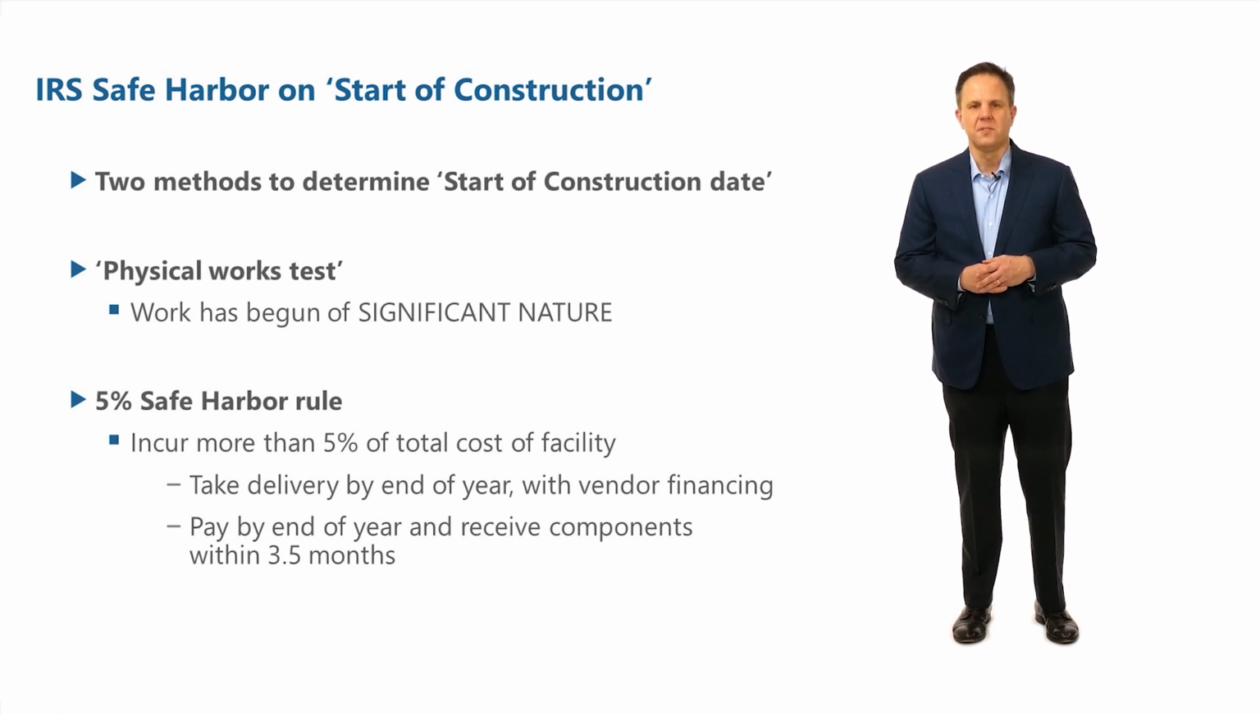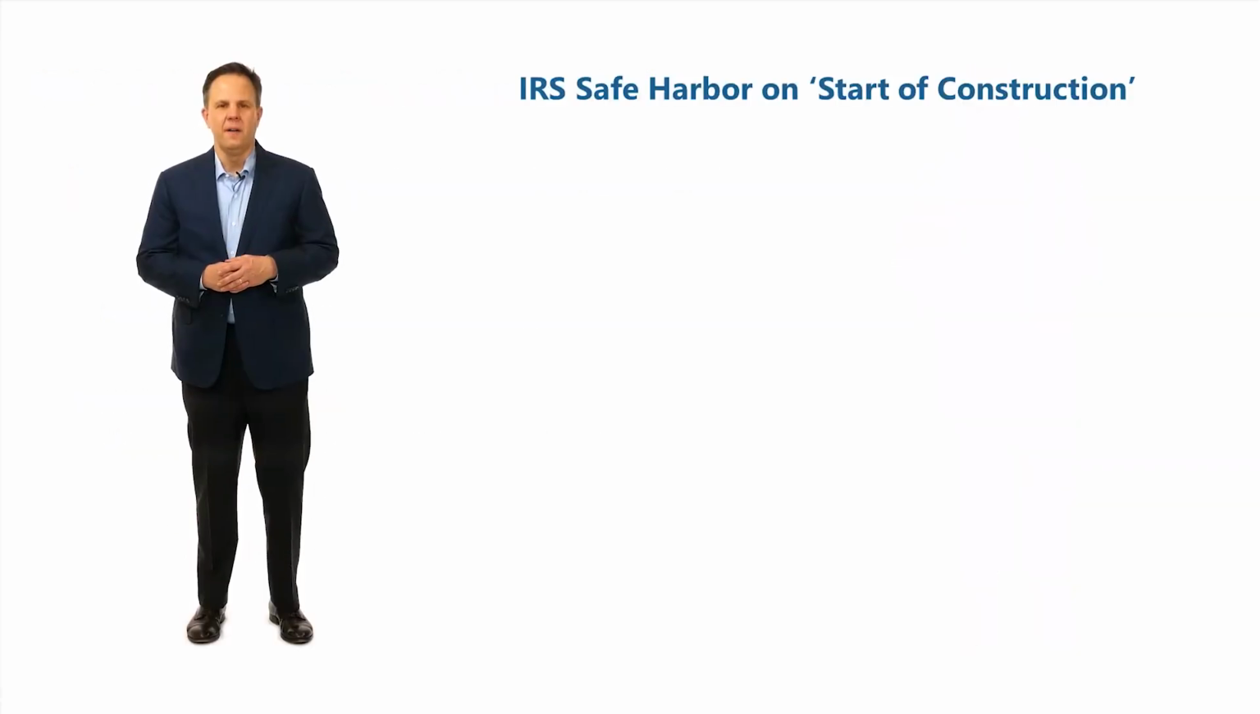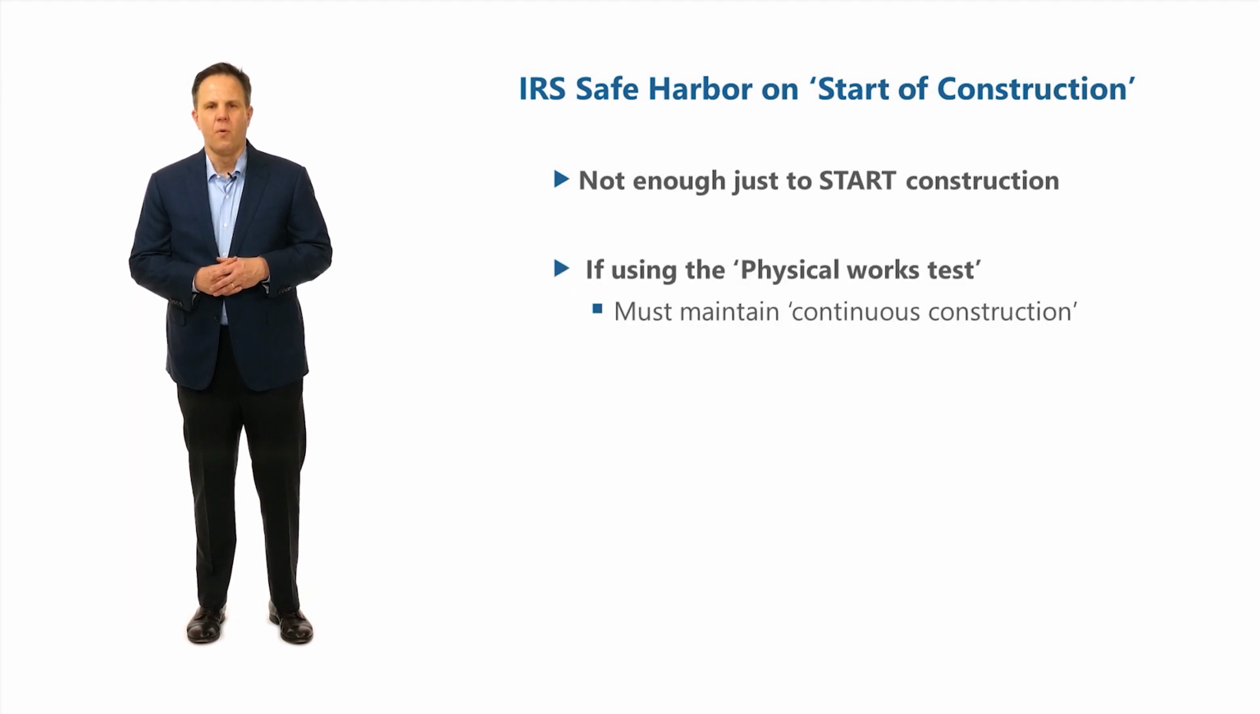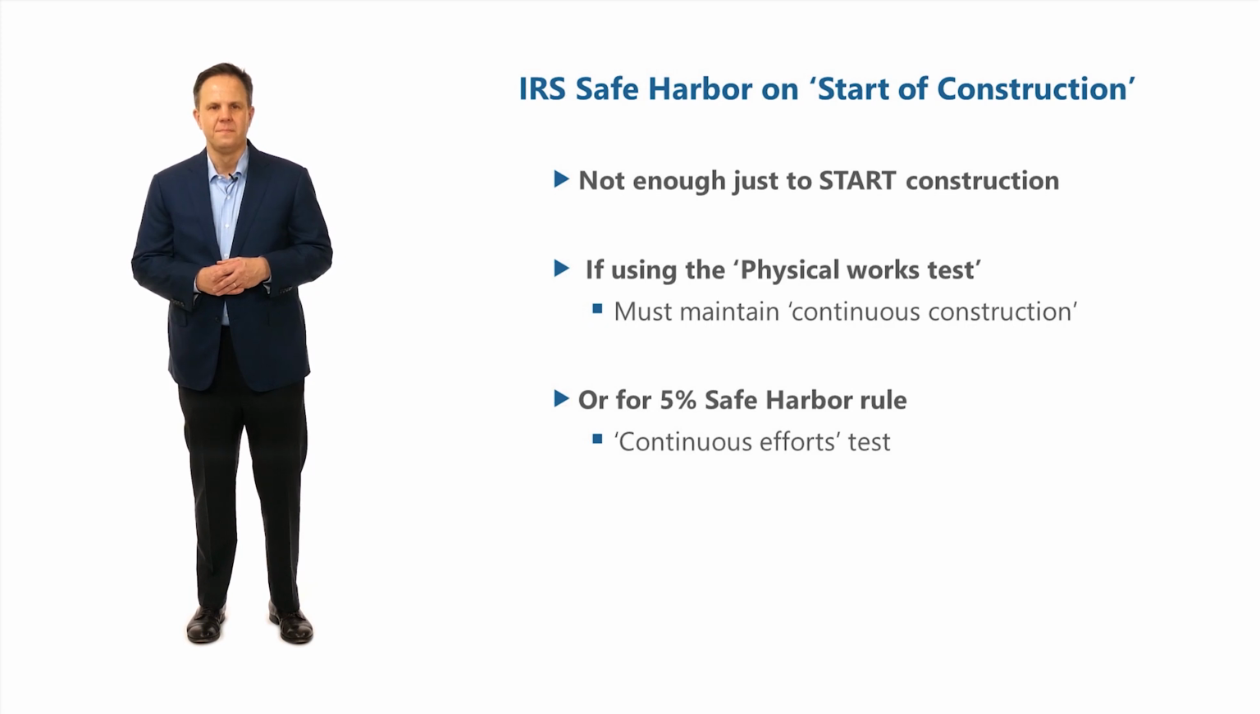But our work doesn't stop here, so to speak. It's not enough just to start construction. You can't just pour a foundation or build some roads and then wait 20 years before you start generating energy. The IRS imposes a continuous construction test if you're doing physical work, or a continuous efforts test if you've opted for the safe harbor. But it can be hard to define continuous. Does the construction team have to work on weekends and holidays? Can they take a break for a few months? How about a few years?